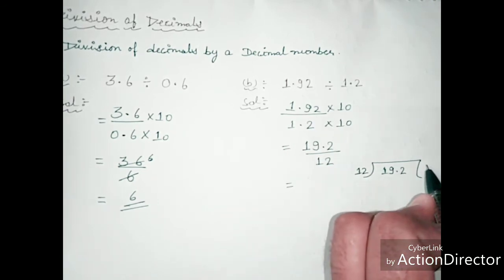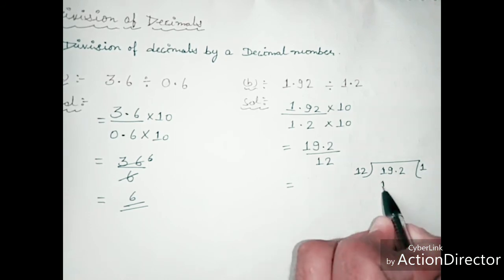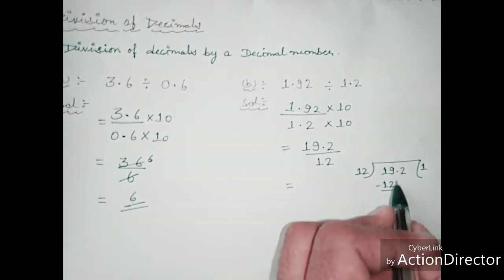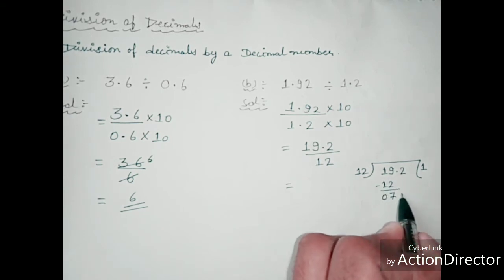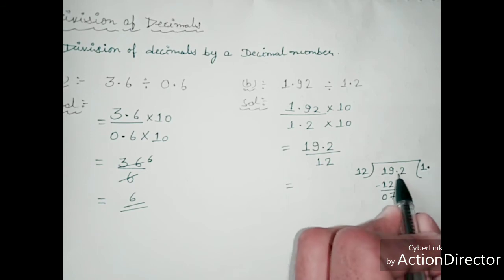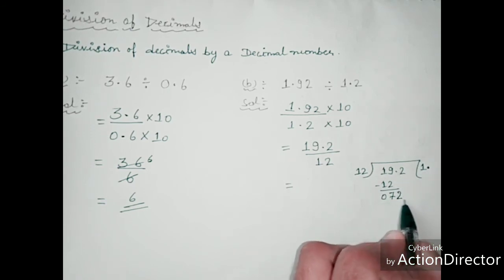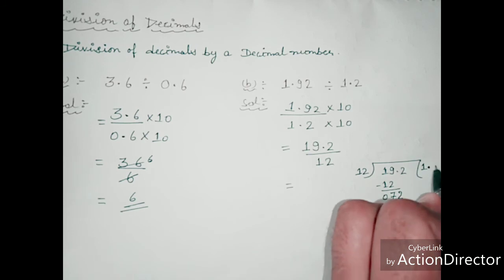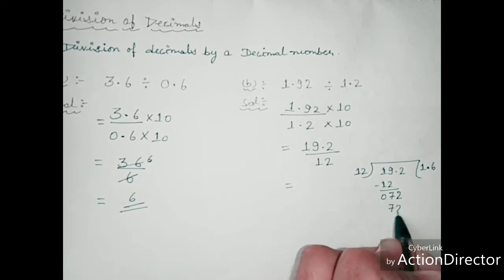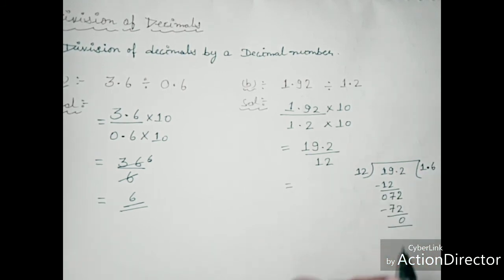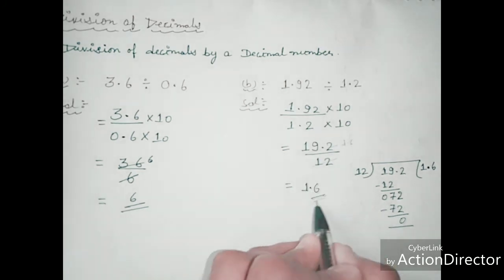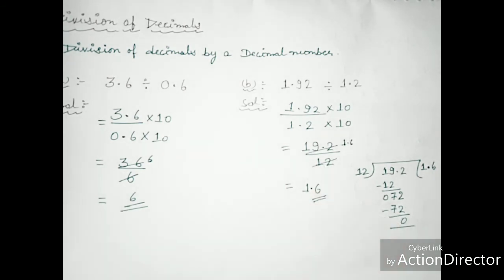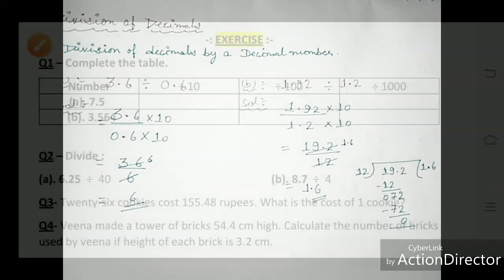So 12 divides 19 in 1 time. 12 ones are 12. When we subtract, 9 minus 2, we get 7 here, and 1 minus 1 is 0. Then we put the decimal here and take 2. So 12 6s are 72. So we get 1.6 here. Dividing 1.92 by 1.2 gives quotient 1.6.